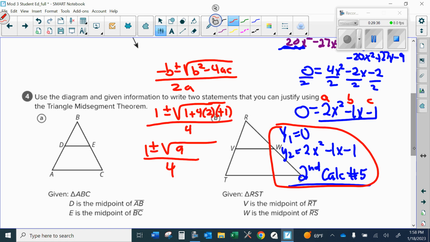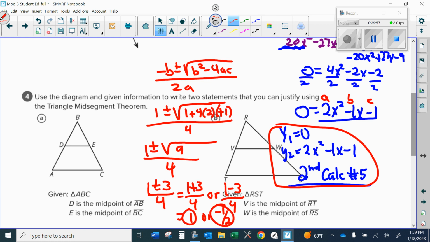All right, so remember, square root of 9 is 3, so 1 plus or minus 3 over 4. So that means 1 plus 3 over 4, or 1 minus 3 over 4. You need to know how to read that correctly. So 1 plus 3 is 4, divided by 4 is 1, or 1 minus 3 is negative 2 over 4, or negative 1/2. There's my two answers, okay, which I would have got on the graphing calculator as well.